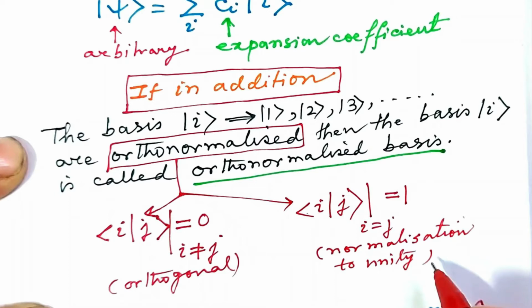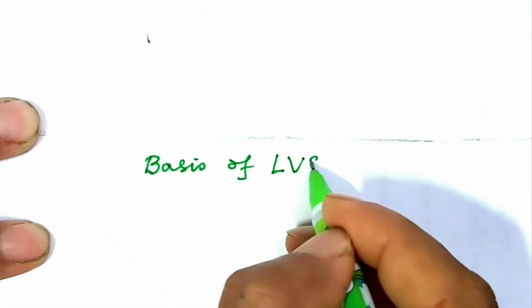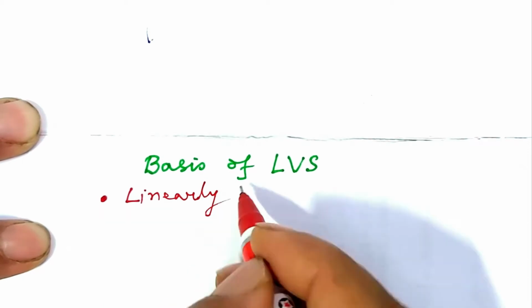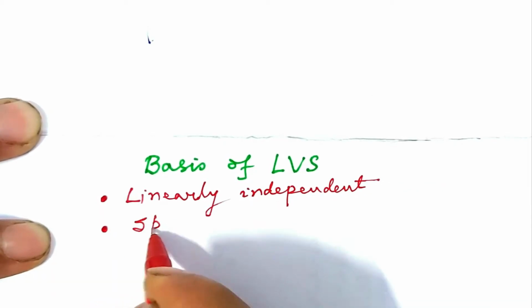Let us put things in a nutshell. Basis of linear vector space should be linearly independent and should span.